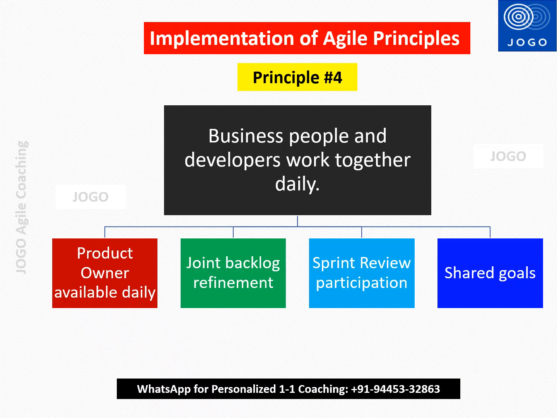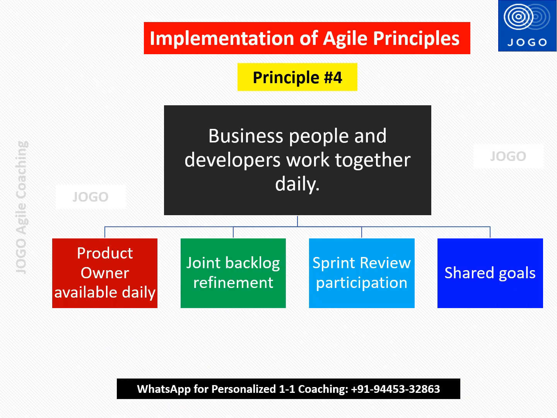So here we can ask the product owner to be available for the team every day, and we can have the joint backlog refinement. The team and the product owner can do it together along with the business people if possible. We need to have the sprint review and the product owner should participate, and if possible we can involve the business team also so that we will get the feedback quickly for every sprint.